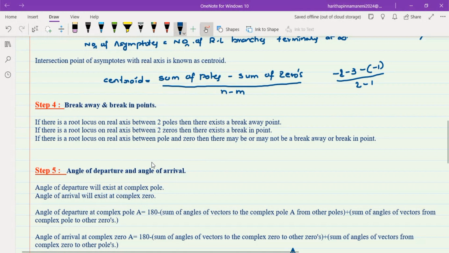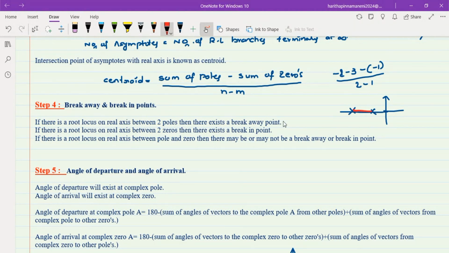Next, fourth step, determination of breakaway and break-in points. See, first of all, we should have an idea where the breakaway points and break-in points exist. So if there is a root locus on the real axis between two poles, let us see this. Suppose I have two poles like this, and a root locus branch exists between these two poles, then there exists a breakaway point.